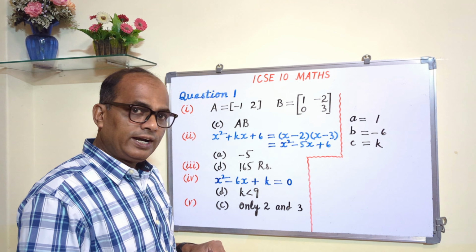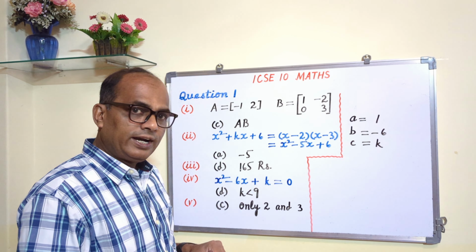b square minus 4ac, this is the discriminant, right? It is greater than 0. Now b means minus 6, so minus 6 square. Can I write down directly 36? Because we are doing MCQ. So 36 minus 4ac, a is 1, c is k, so 4k, is greater than 0.